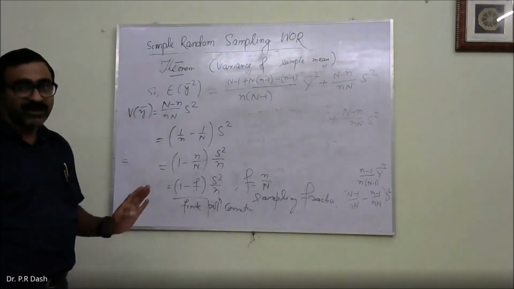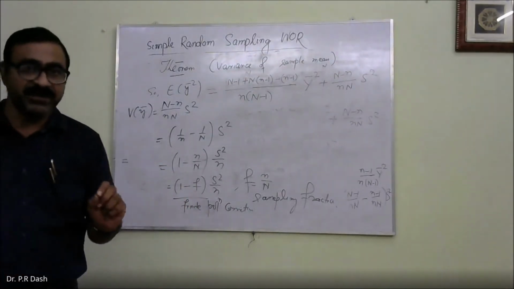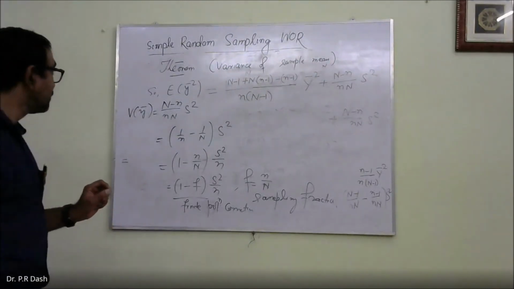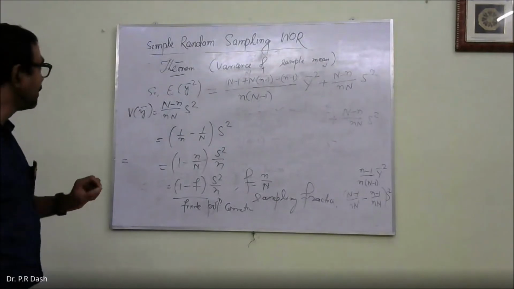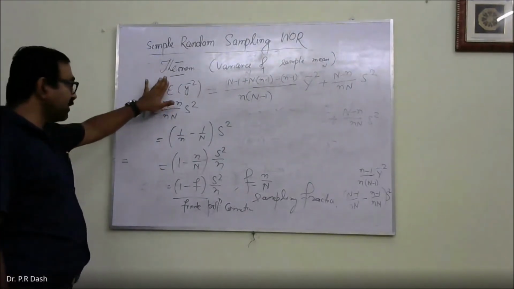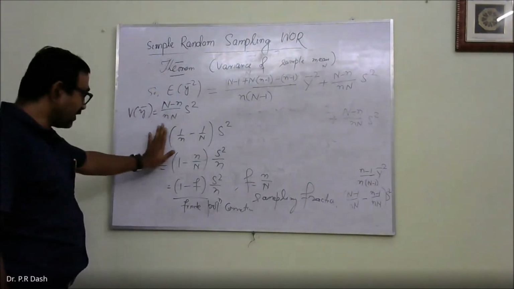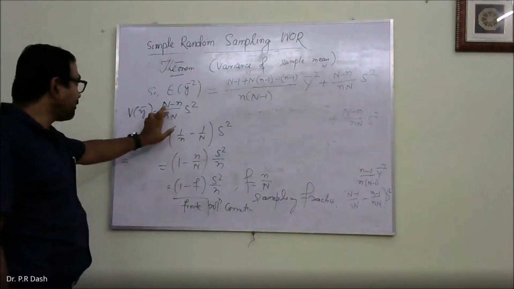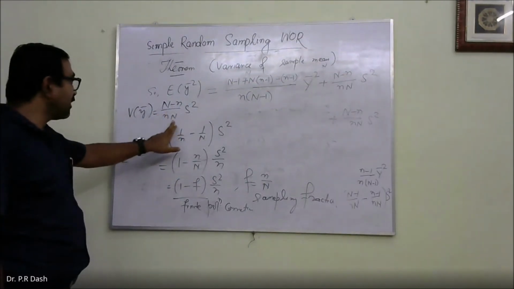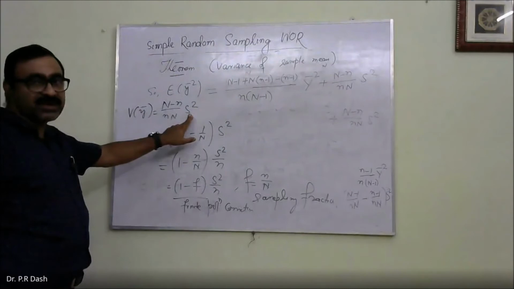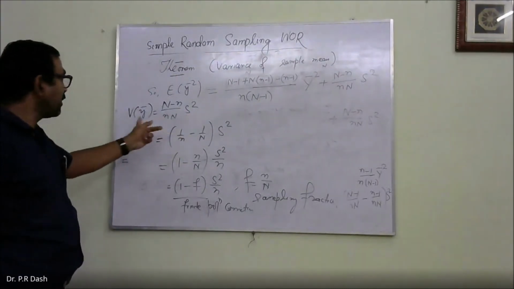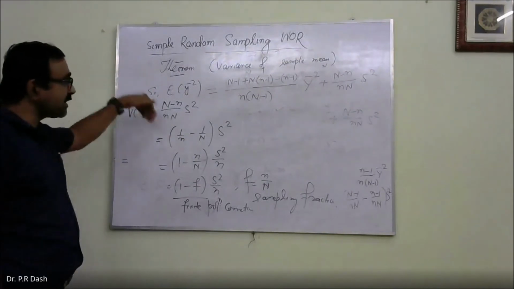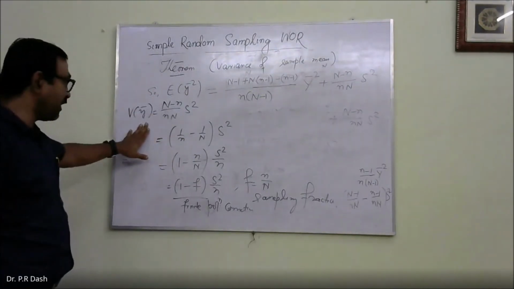Now we have obtained an unbiased estimate of the sample mean, which is an unbiased estimate of the population mean, and the variance of the sample mean is equal to small n capital N minus small n by n s square, where s square is the population mean square. Now we have to find the unbiased estimate of this variance.